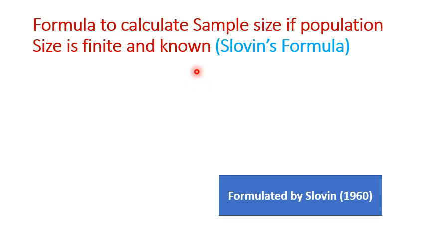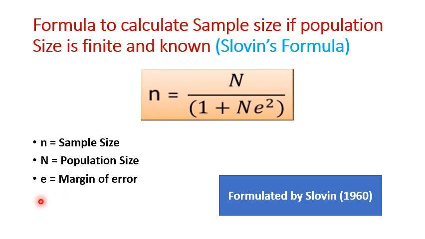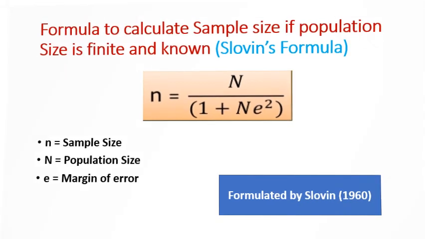Then another formula to calculate sample size, if the population size is finite and known. This formula was developed by Slovin in 1960. Here n = N / (1 + N e²). Here small n is the sample size, capital N is the population size, and e is the margin of error. So n is equal to N, the population size, divided by 1 plus N, the population size, into e squared, where e is the margin of error.